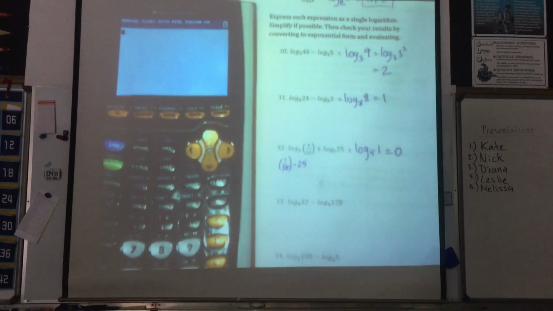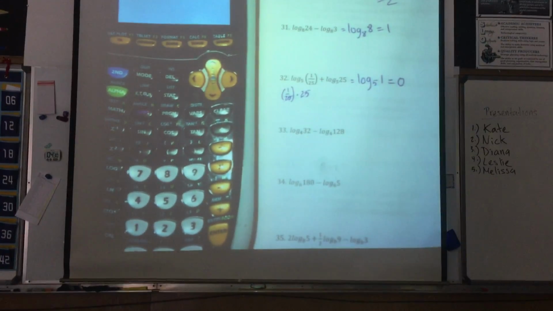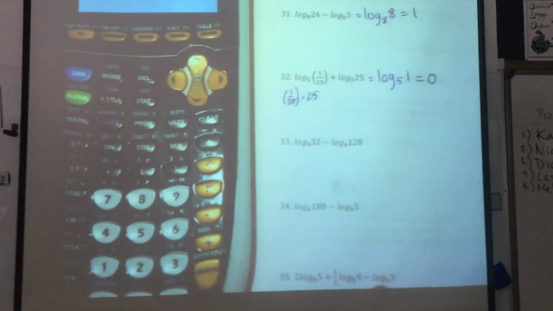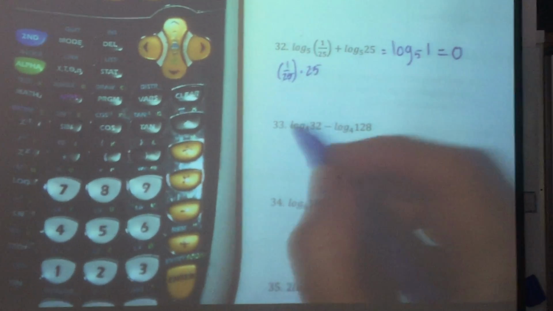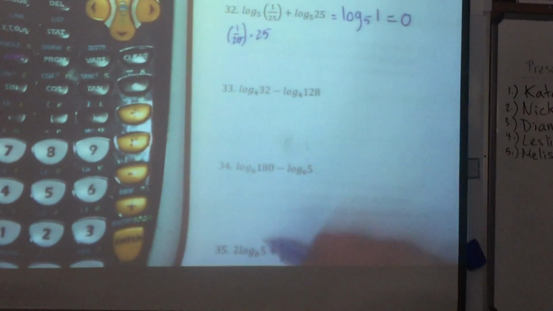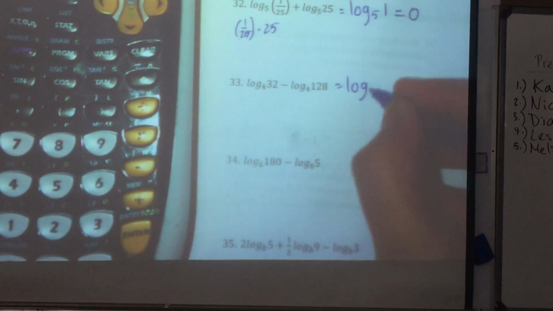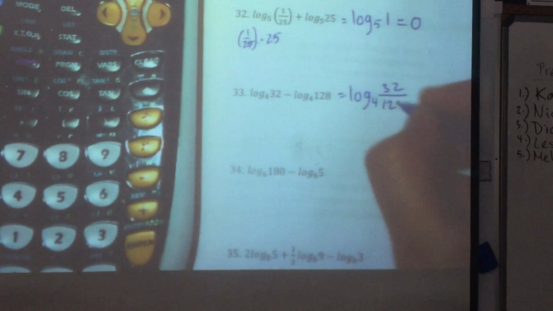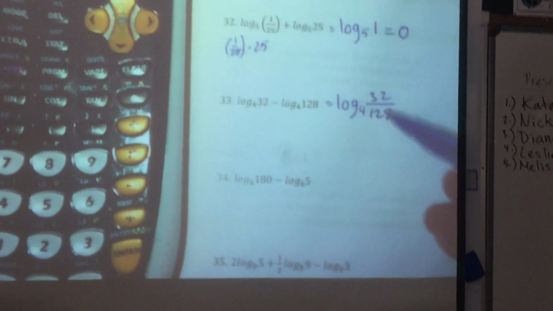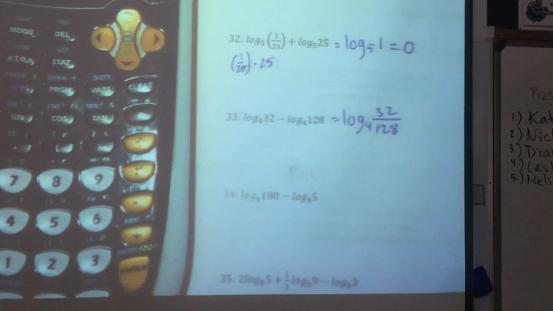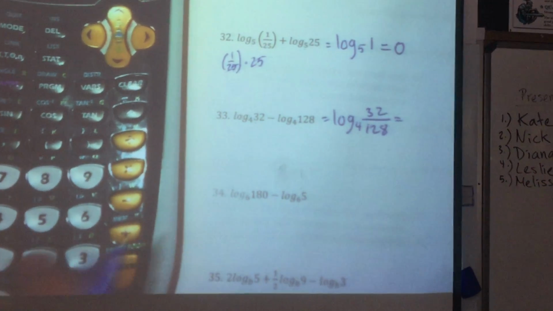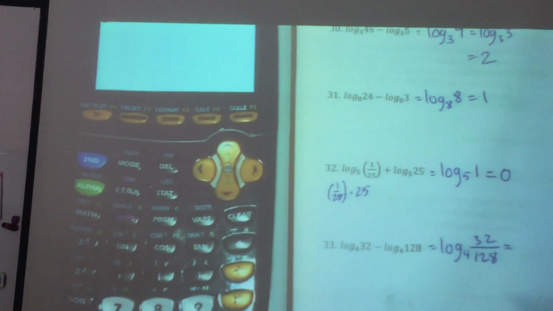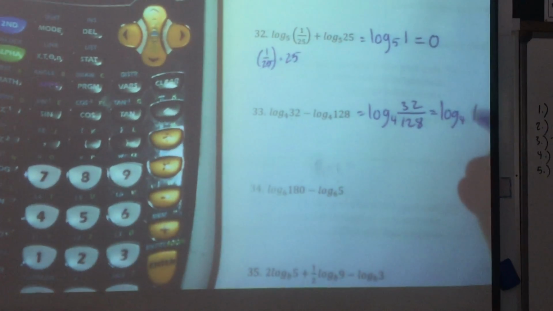33. Log base 4 of 32 minus log base 4 of 128. In this case, they have the same base again. No coefficients, which is important. You should not have a coefficient if you're going to put it together. Keep the base, which is 4. 32 over 128. I can simplify that because 32 and 128 have numbers in common. Let me see, how many times does 32 go into 128? Check with the calculator. Yeah, exactly 4 times.